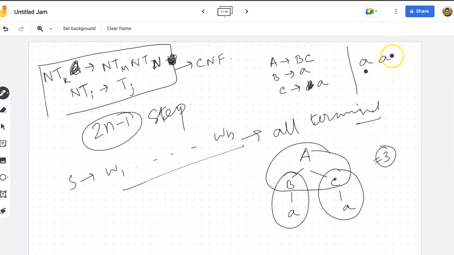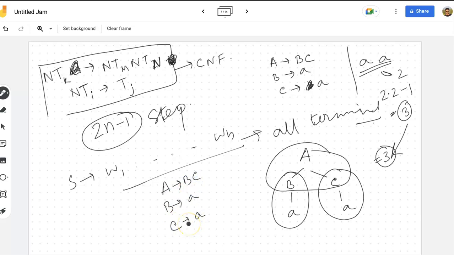What is the string count? The string count is 2, and we are putting 2 into 2n minus 1, so this is 4 minus 1, so this is 3 steps. So it is matching: we can generate a string of length n with 2n minus 1 steps. But the problem is, are all the steps distinct? In this example, these steps are distinct because all these rules are distinct. A to BC is distinct, B to A is distinct, C to A is distinct.